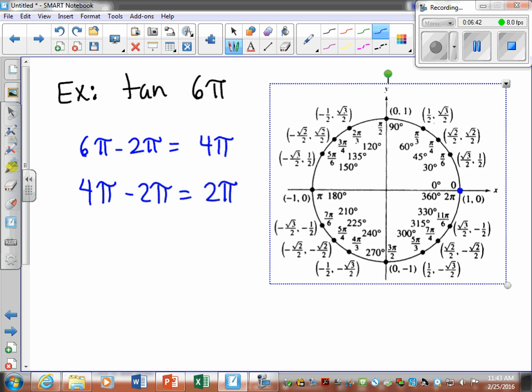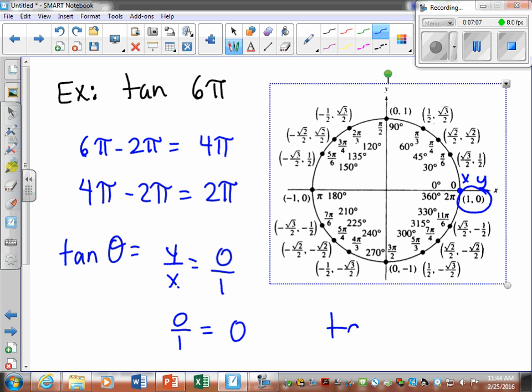So it's asking us information about our coordinates at that. So what is the tangent of theta? Definition. Tangent of theta is going to be what? Y over x. What is the y value? Remember, this is your x value, this is your y value. So what's the y value? 0. Your x value is 1. And what does 0 over 1 simplify to? 0. So we simply say the tangent of 6 pi is equal to 0.